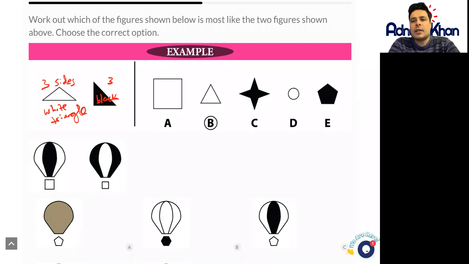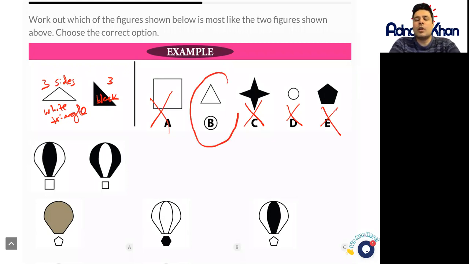All right. So let's have a look at our pattern here. So this is a 4-sided shape, so it's not going to be A. C is multiple sides, so that's not correct. D is a circle, that's not correct. E is a pentagon, that's also wrong. So we're going to go for the triangle, which is also 3 sides. Even though it's white, that will be our correct answer.